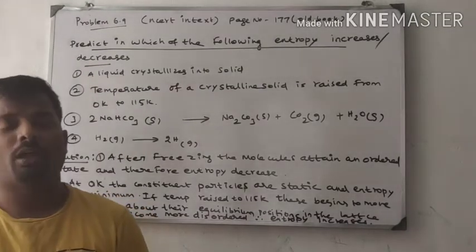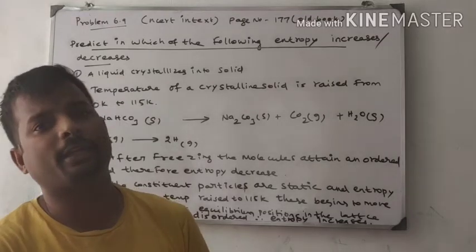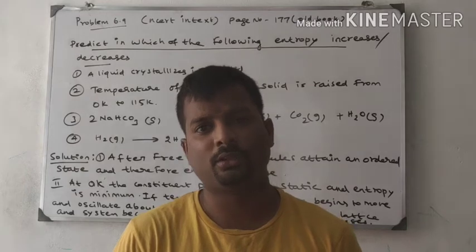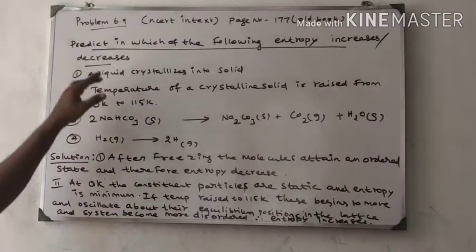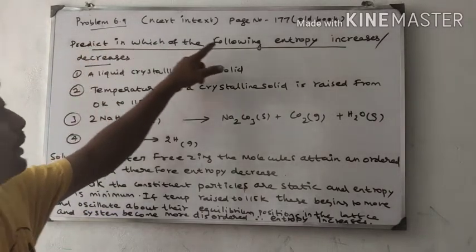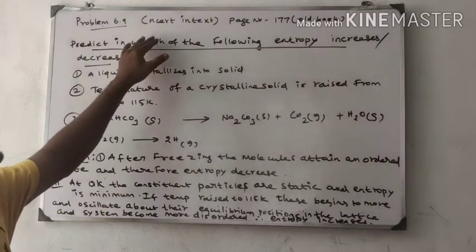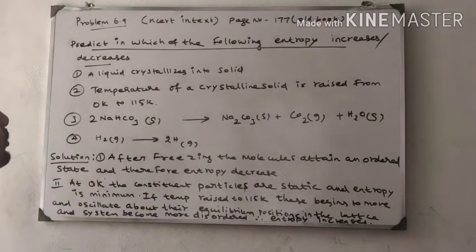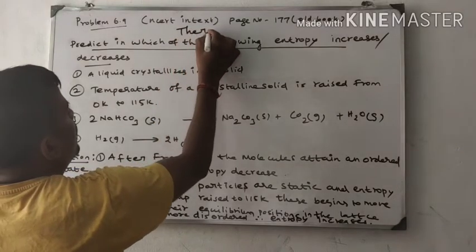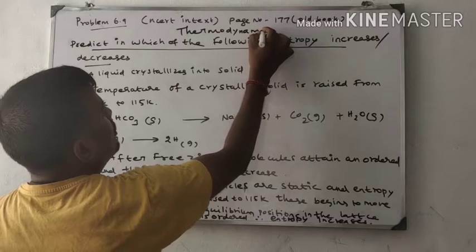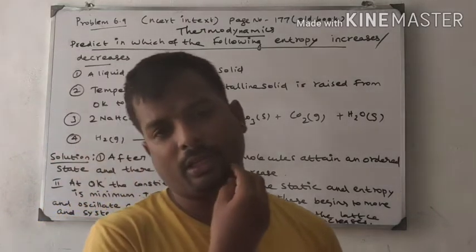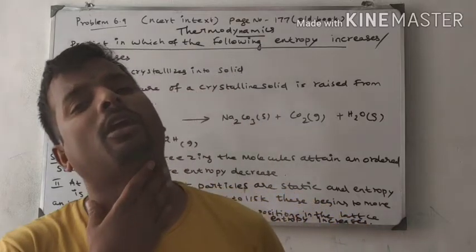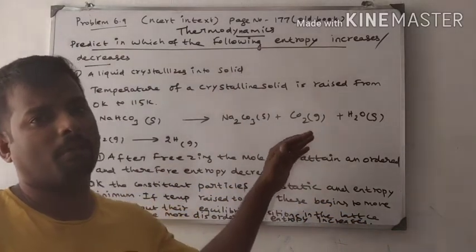Hello students, I have explained entropy and spontaneity with examples in the last class, and now I am going to solve one problem based on entropy. First read the problem. Problem number 6.9, page number 177 in the old textbook, NCERT in-text question. Thermodynamics. Predict in which of the following entropy increases or decreases. How entropy increases and decreases was explained in the last class, so solving the problem is simple for you.